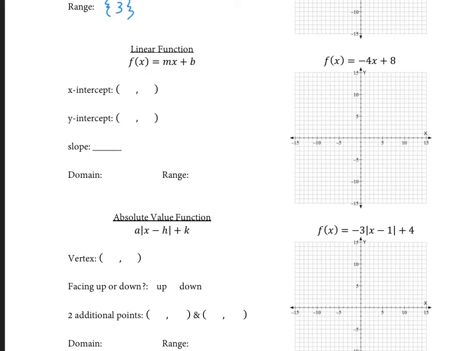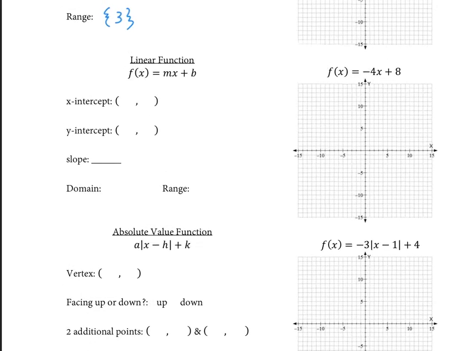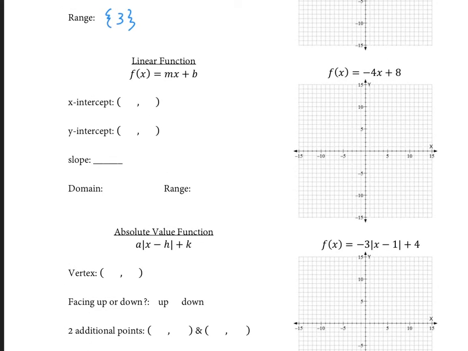Okay, next one. Okay, x-intercept. So I'll start out this way. X-intercept is always something comma 0. Y-intercept is always 0 comma something, like that. Okay, so let's say you forget. You can always set this equal to 0 and solve. But if you remember, this first part is negative b over m.